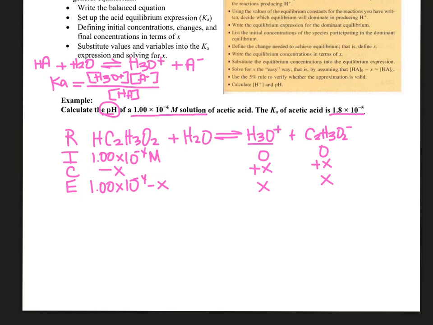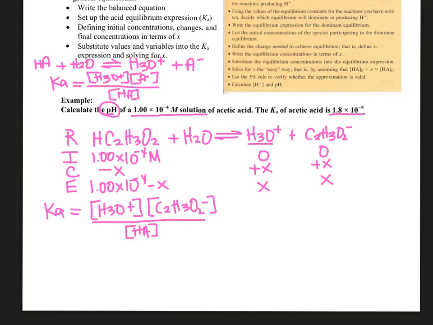From there, you're going to set up your equilibrium expression. So our Ka value is going to equal the concentration of H3O plus, remember, that's really what we want, times the acetate ion, which is my conjugate base, over the concentration of HA. One thing you want to pay really close attention to when you're setting this up is that you're including those charges. I know I talk about that all the time in class, but it is really important.